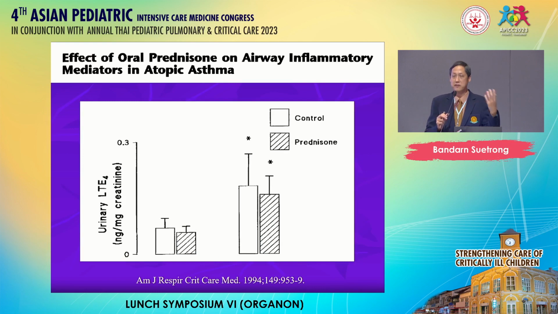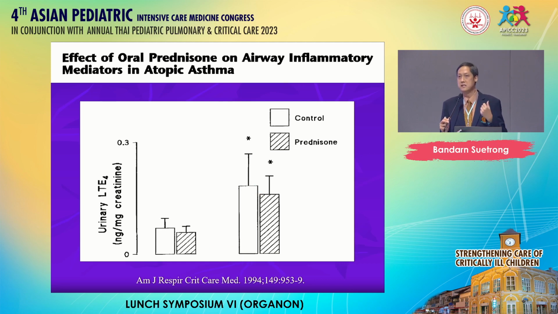Interestingly, if you think the steroid is the best anti-inflammatory medicine, in this study they gave the asthmatic patients oral prednisolone for about 1 week, and then they performed the allergen challenge test. Interestingly, both patients who received placebo and who received oral prednisolone could not completely block the inflammatory mediator in the leukotriene pathway. The urine leukotriene E4 went up in both the patients who received placebo and prednisolone.